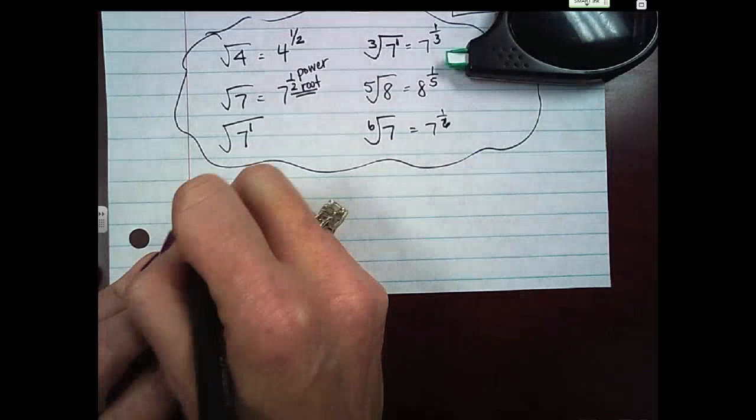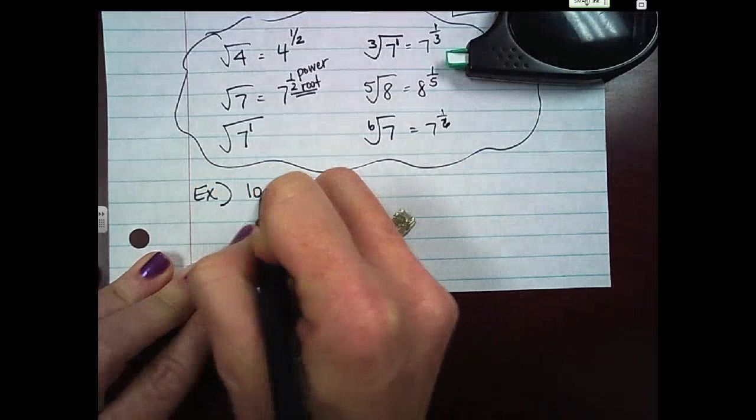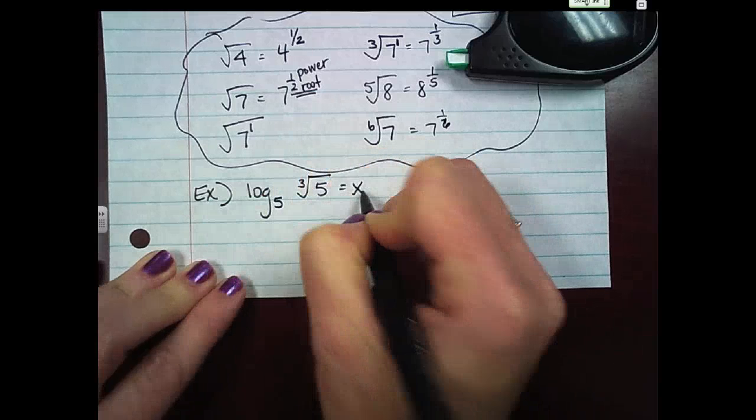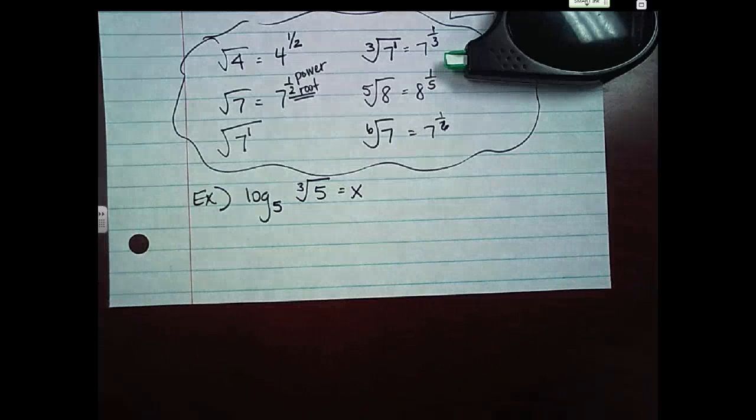Here's another example. Log base 5 of the cube root of 5. Okay, here's the issue. When I'm asking for a log, I'm trying to get you from 5 to the cube root of 5. When I'm asking for a log, I'm asking for an exponent. Well, there is no exponent there. But can I write the cube root of 5 with an exponent?